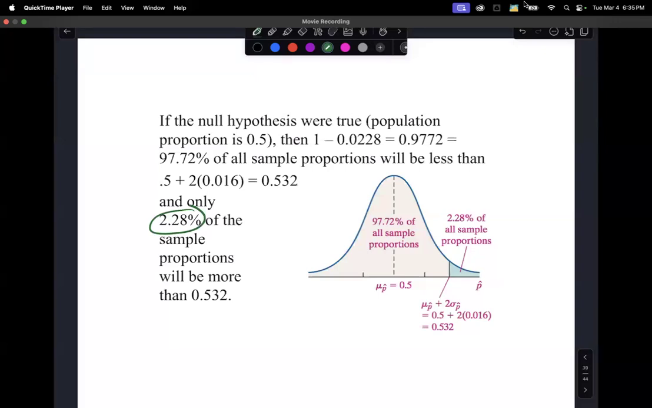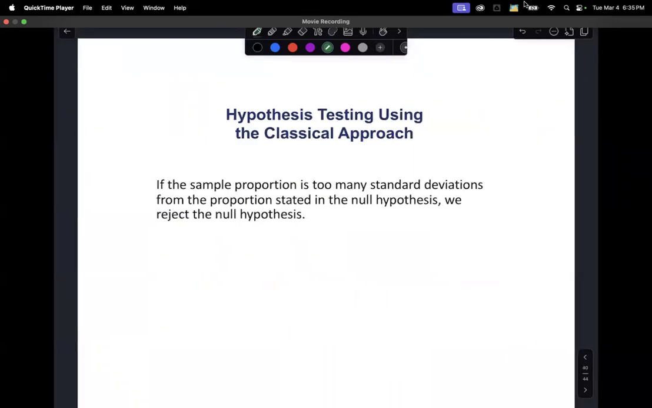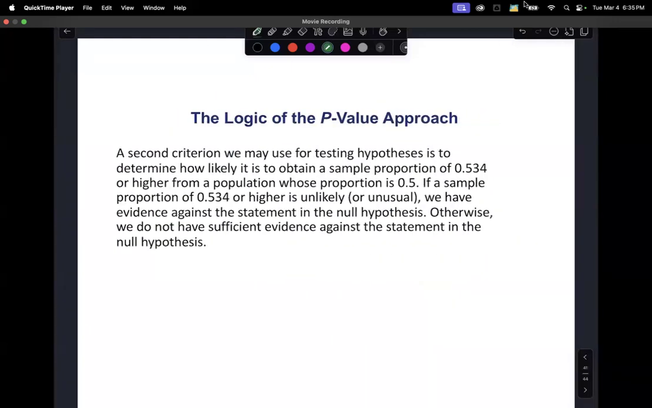This is more complicated. I'm going to go past it. I'm going to give you the other approach. The classical approach we just did is, if the sample proportion is too many standard deviations away, we reject the null hypothesis. If we're too many standard deviations away, we reject the null hypothesis. We have another approach, the p-value approach.